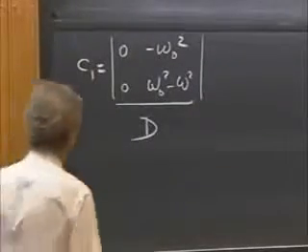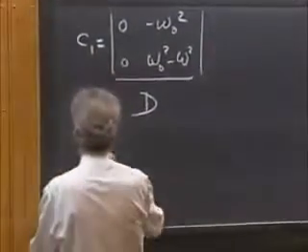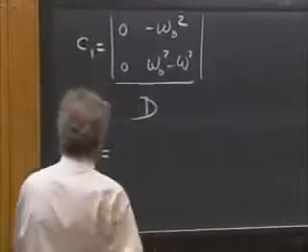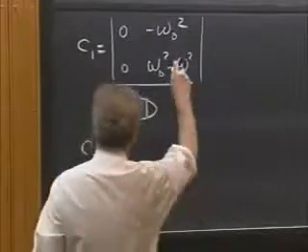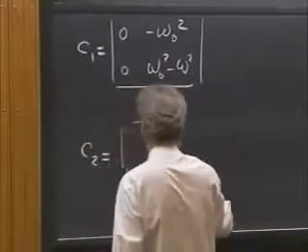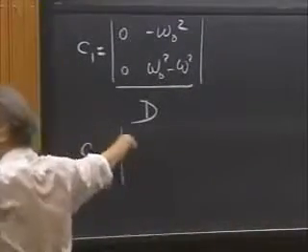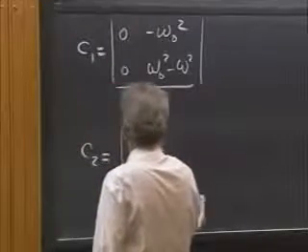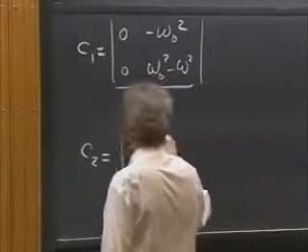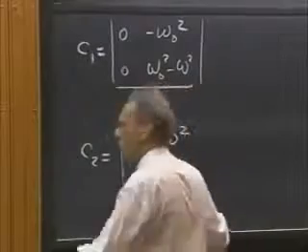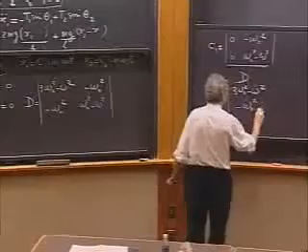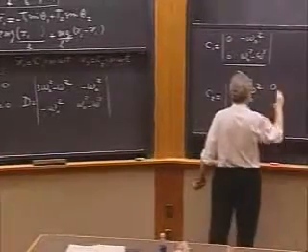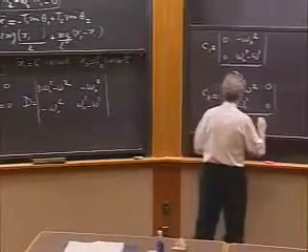And then we go to C2. So now the 0, 0 column shifts towards the right, goes here. And the first column is unchanged. So we have here 3 omega 0 squared minus omega squared, minus omega 0 squared, 0, 0, divided by D.